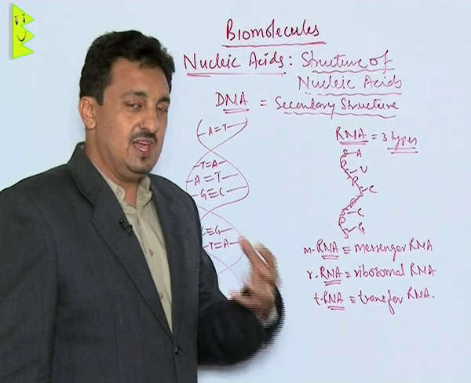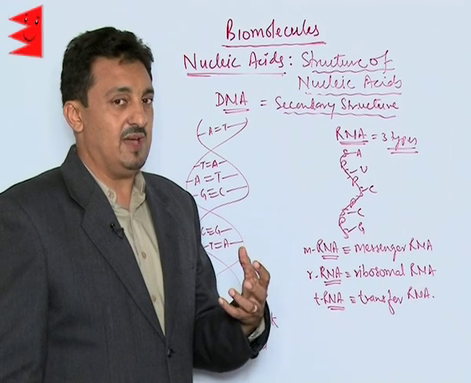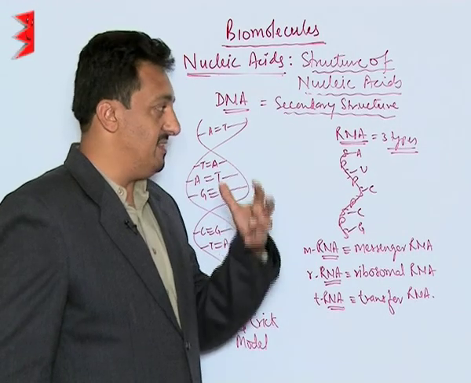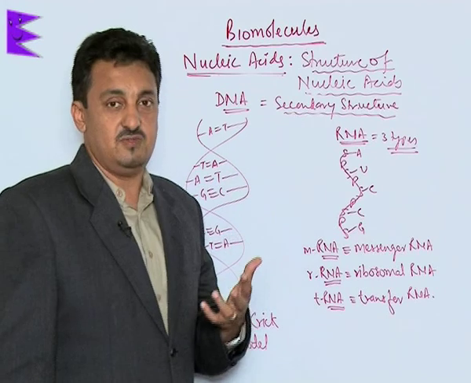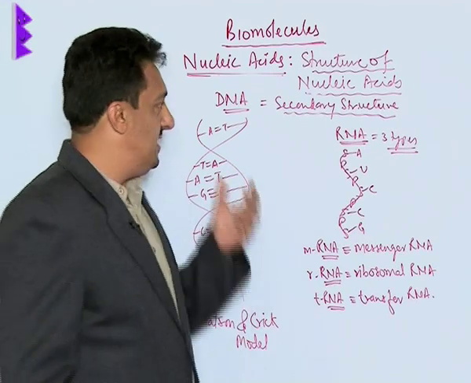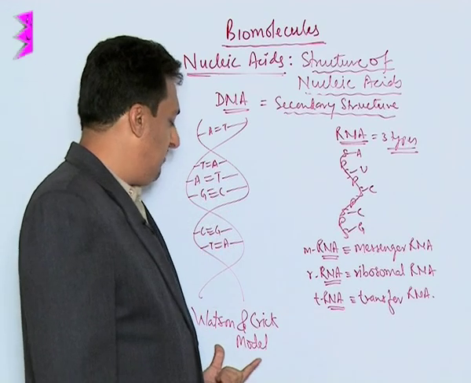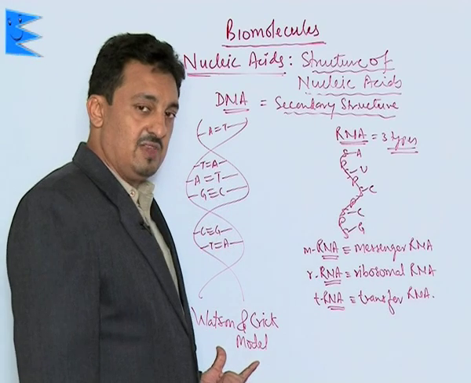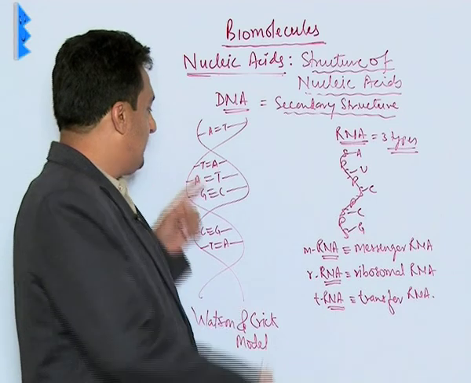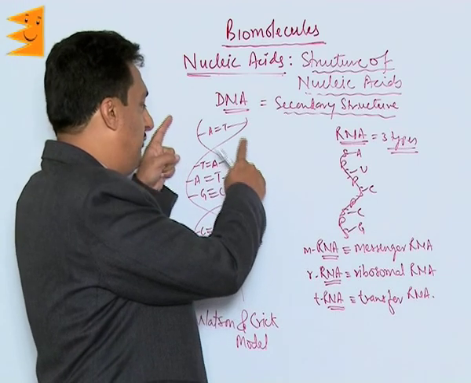So DNA's and RNA's structures are explained by the structures which are called secondary structures of these nucleic acids. Now, DNA's secondary structure is a double helical structure. It was given by Watson and Crick, and it's called the Watson-Crick model. Now, DNA consists of a double helix.